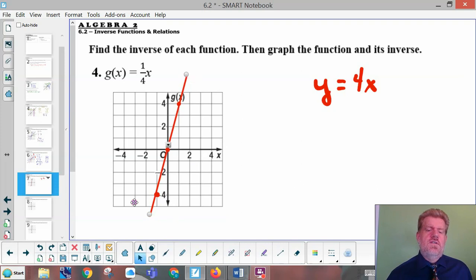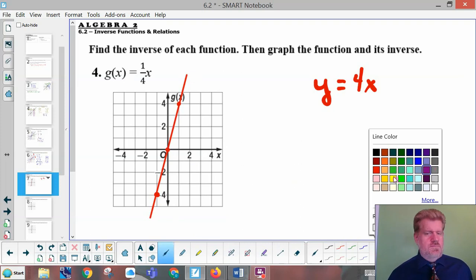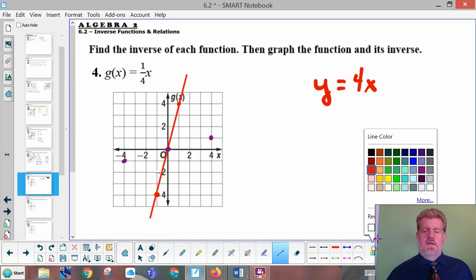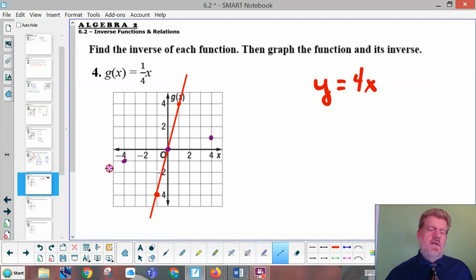So let's fix that up a little bit, make it look a little bit more pretty. There we go. My original graph, 1/4 x. We'll do that in, I haven't done purple yet, have I? Okay. So 1/4 x. What's that y-intercept? Also 0. But this time the slope is 1/4. Up 1 to the right 4, or down 1 to the left 4. And that makes our line go like that.